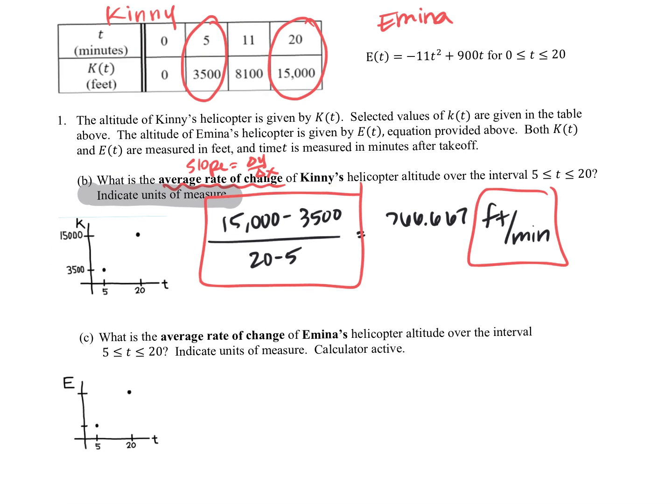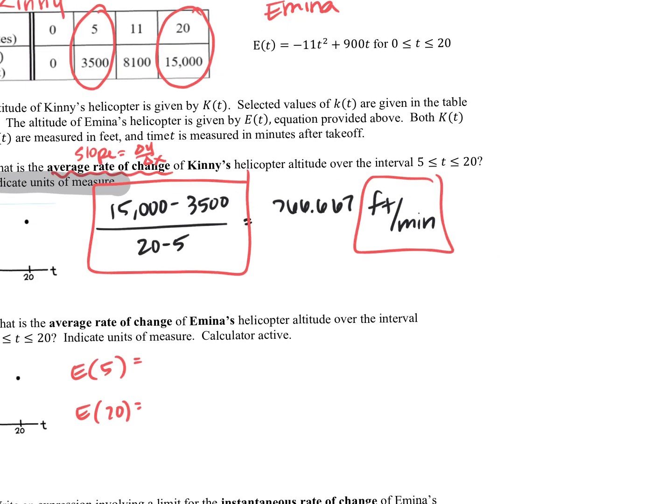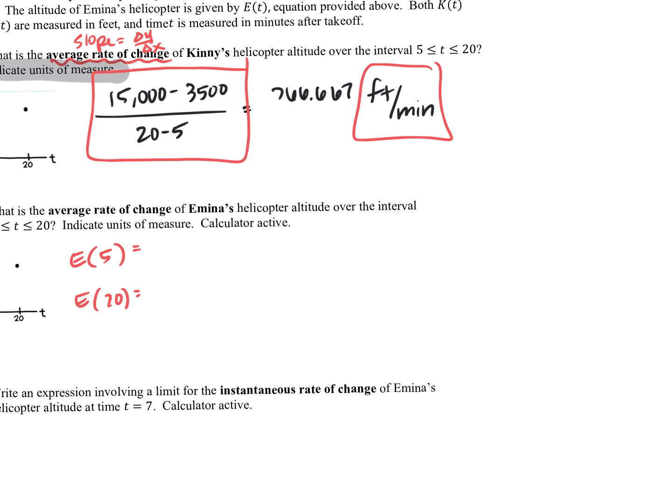Okay. Average rate of change of Amina's. How am I going to do that of Amina's over 5 to 20? How am I going to do it without the points? Could I get the points? Exactly. Let's go plug in 5 and let's go plug in 20. So yeah, this one is calculator active. I'm going to go find E of 5 and E of 20, plugging those into my calc. Is that what you got, Dean? Yeah. 4225 for that one.